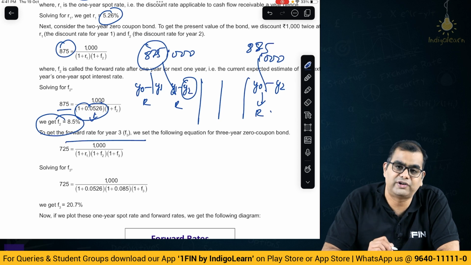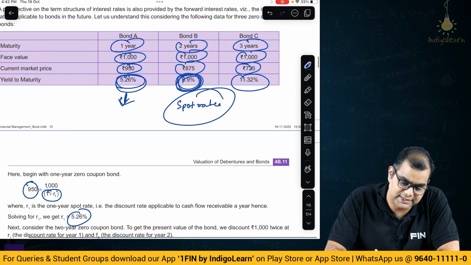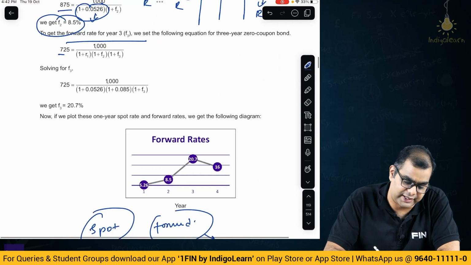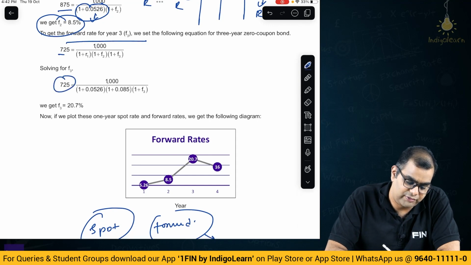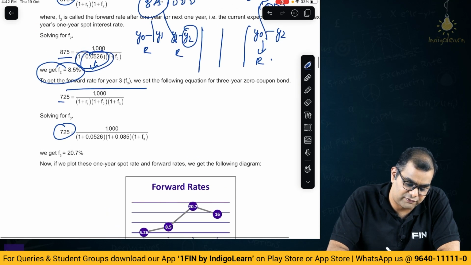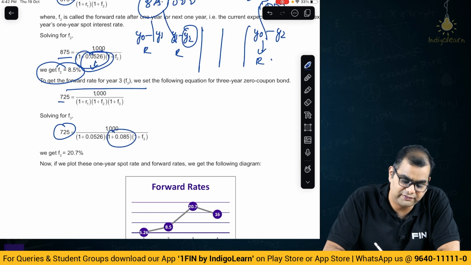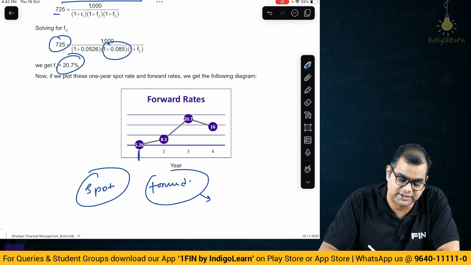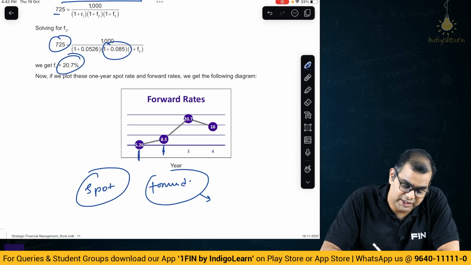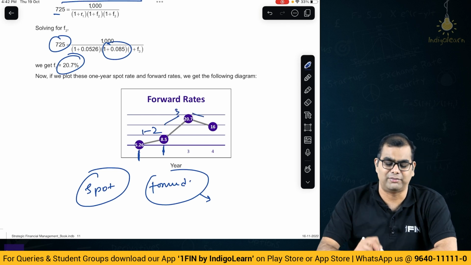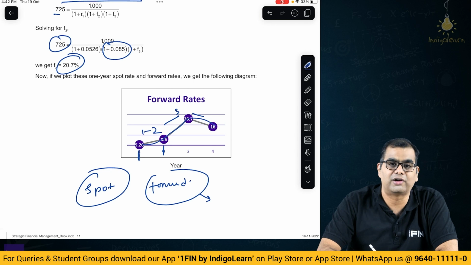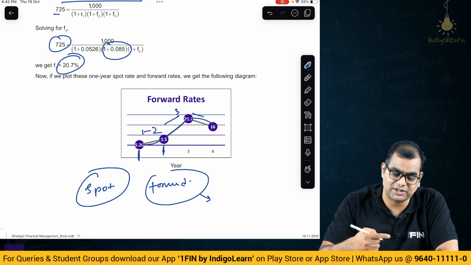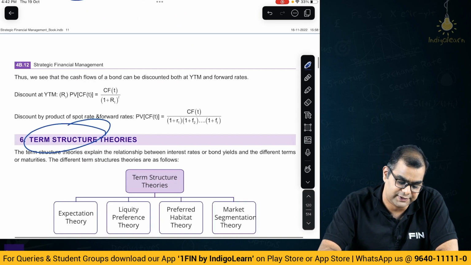Same way, to get the forward rate for year 3, what you do is 725, which is the price, and 11.32 is the 3-year rate. So, 725 is equal to 1000 by first year rate of 1.0526, second year rate of 1.085 and 1 plus F3. You solve for F3, you get 20%. Now, if you look at these rates, for 1 year, the interest rate is 5%. From year 1 to year 2, it is 8.5. Year 2 to year 3, it is 20. Year 3 to year 4, it is some other number. So, this is how you plot forward rates. You do bootstrapping, or you use the term structure of interest rates to figure out what the forward rates are.